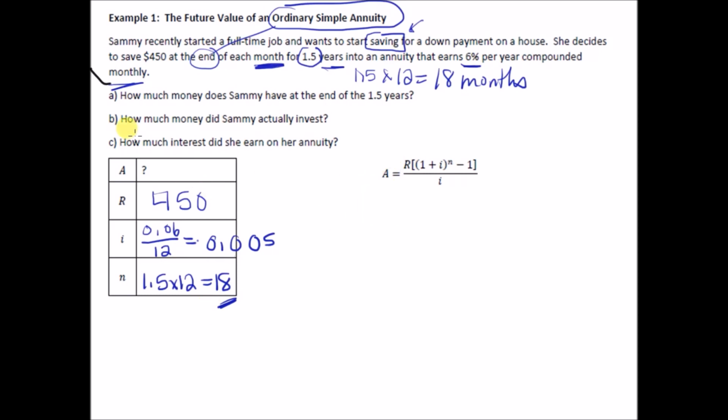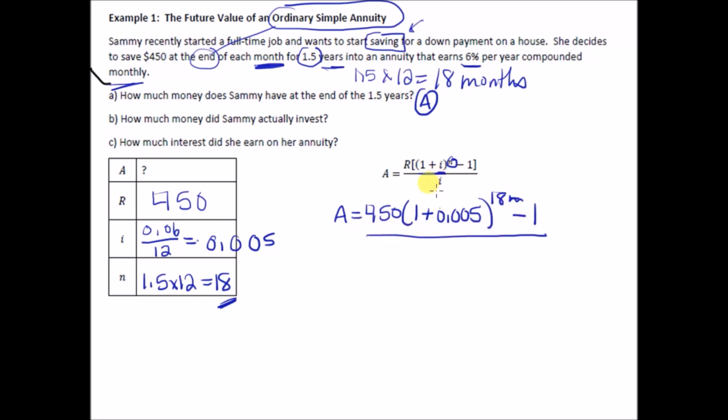Okay, so let's go over here. How much does Sammy have at the end of 1.5 years? So this is actually asking for the amount. Okay, so the amount is $450 times 1 plus I, so it's going to be 1 plus 0.005 raised to the exponent. How many times is she paid out? Well, 18 times. Minus 1, all over I, so I is here, 0.005.